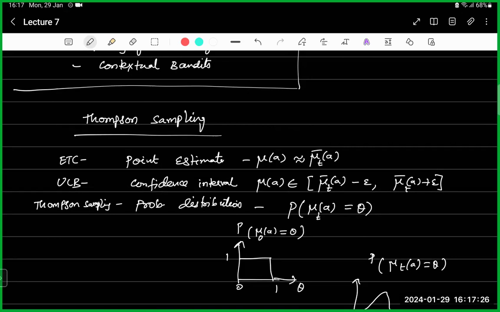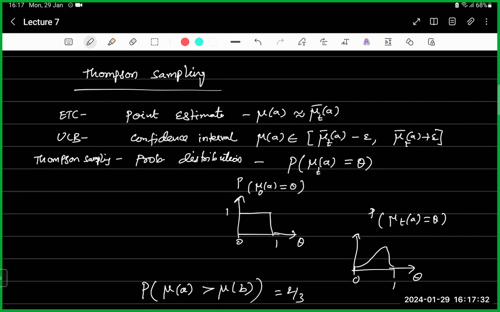Because you don't know exactly what the true mean is, you don't want to be greedy. If you want to be greedy, you would play the arm with the highest sample mean estimate, and then you will play the second round. That is like a greedy approach. That would have been similar to playing the arm with the highest sample mean estimate. But that's not what we want. We want to have some exploration as well, right?